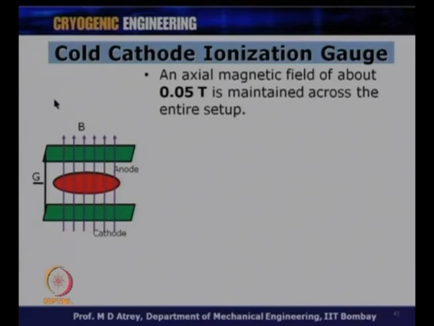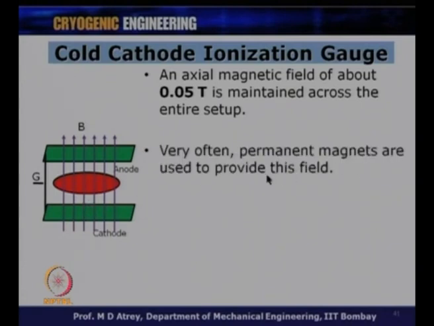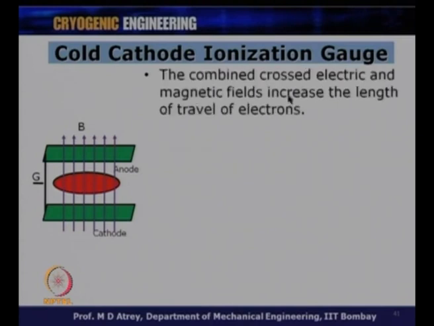Alright, so we have a magnet on this side, a magnet on this side, and a magnetic field in the perpendicular direction to this. So you have an electric field and a magnetic field, and therefore the motion of electrons is going to be subjected to the electrical field and the magnetic field also. Very often permanent magnets are used to provide this field. The combined crossed electric and magnetic field produces an increased length of travel of electrons.